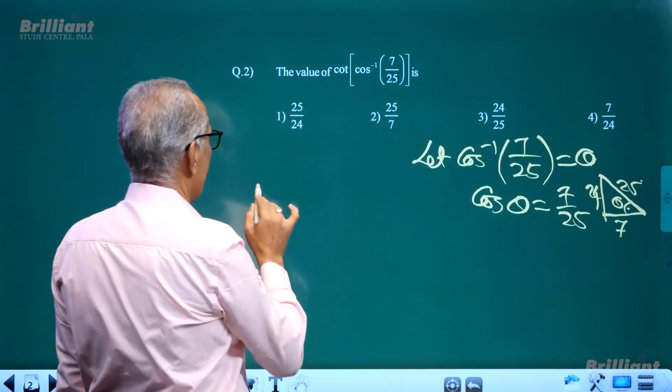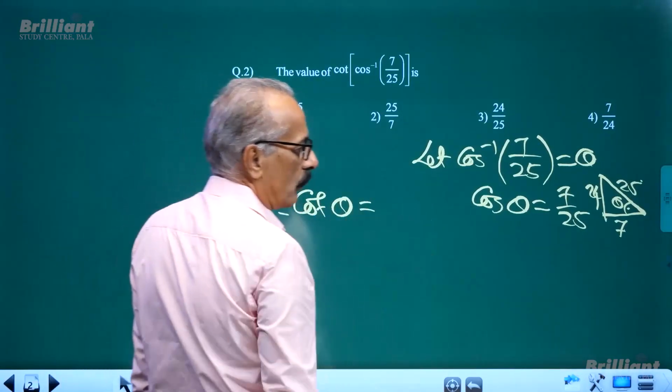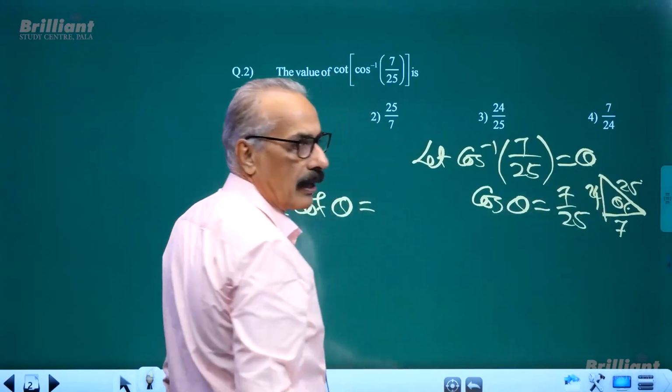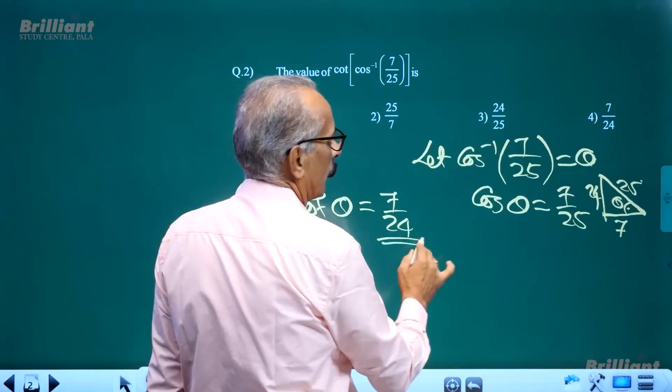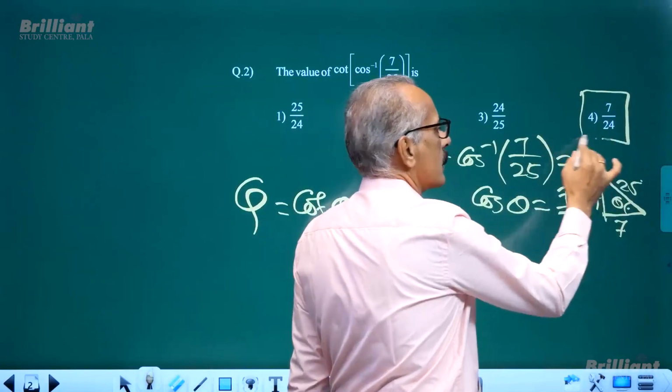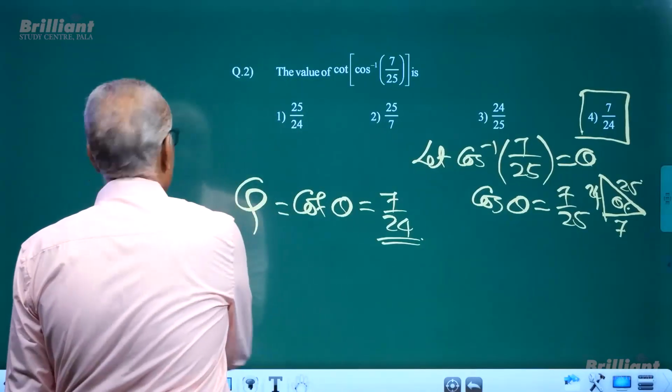Therefore, the question will be equal to cot of theta. What is cot theta? Adjacent side by opposite side, 7 divided by 24. Take out your answer. This is 4, is your answer. Right. We'll move on to the next question.